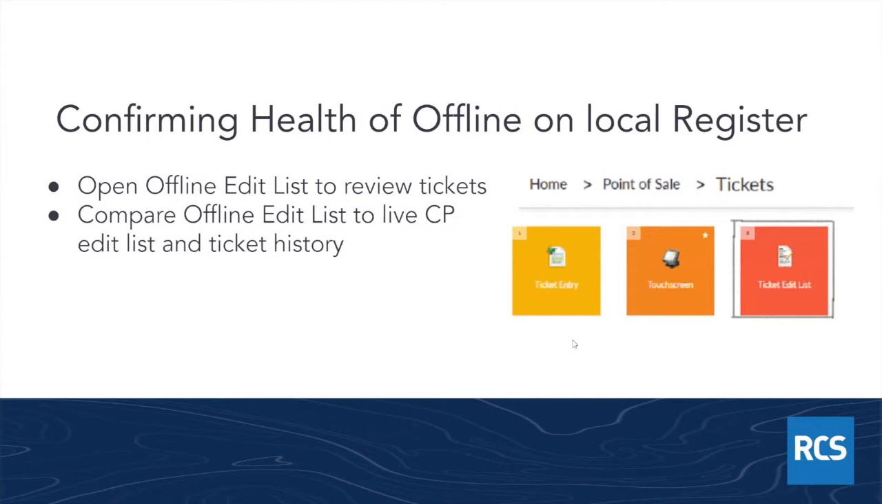Now, in order to see the individual sales that are in offline, we would open up offline Counterpoint and go to the ticket edit list, generally found under point of sale tickets. This will show you a list of all of the sales that are on the offline station. And once the sale has synced successfully with the server, it will remove that entry from the edit list.